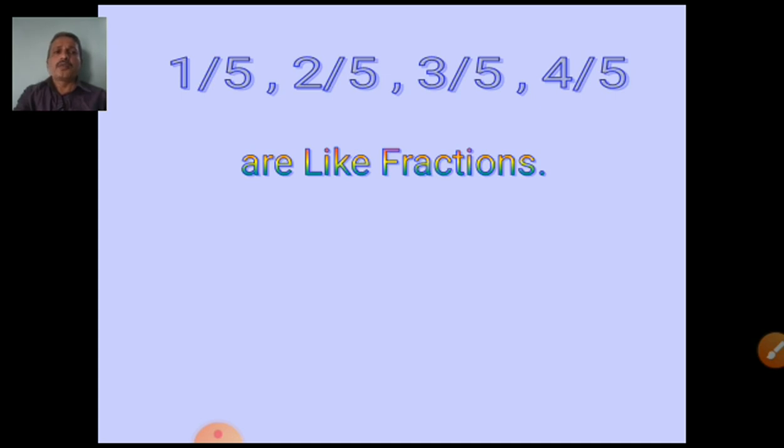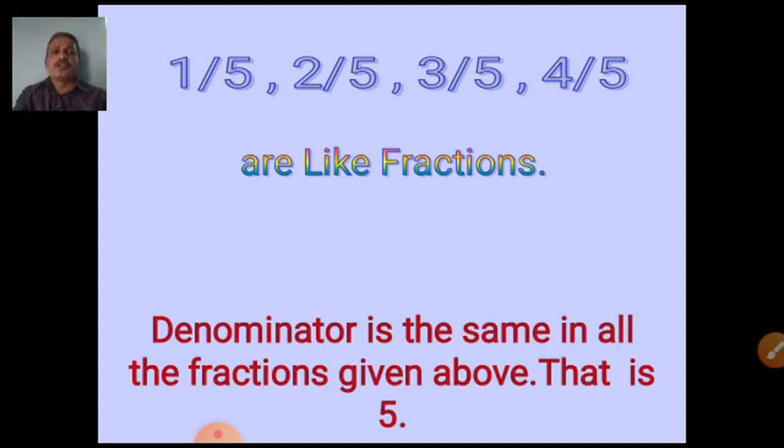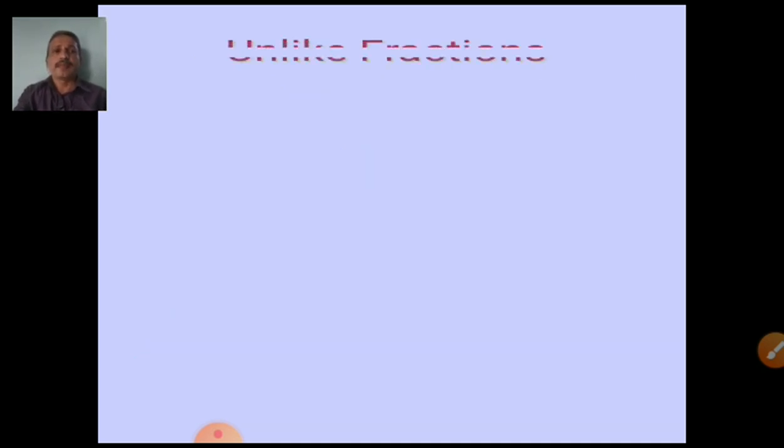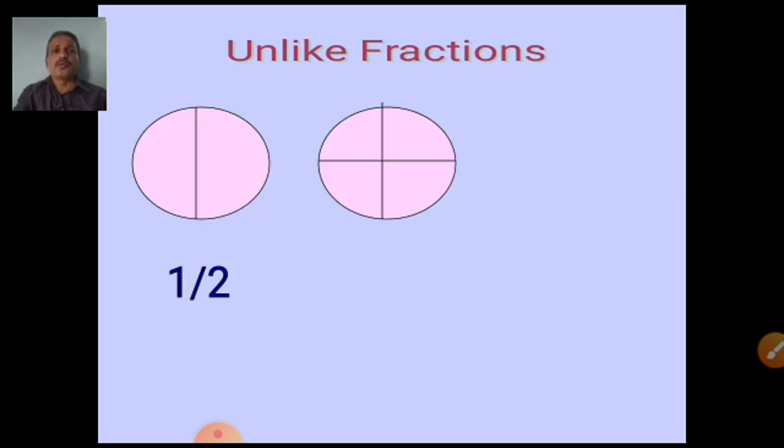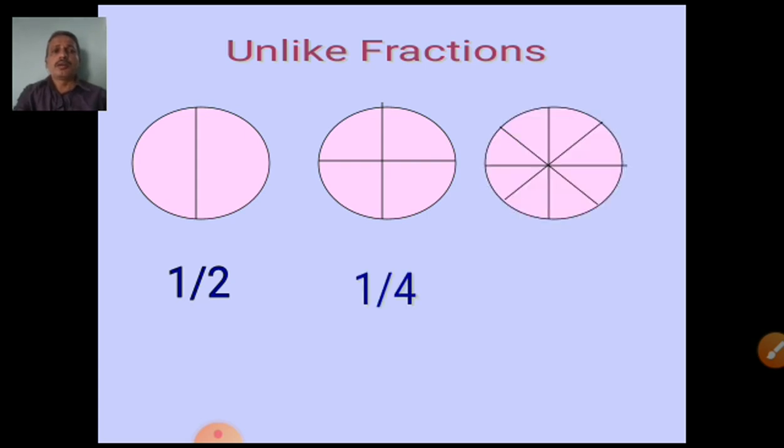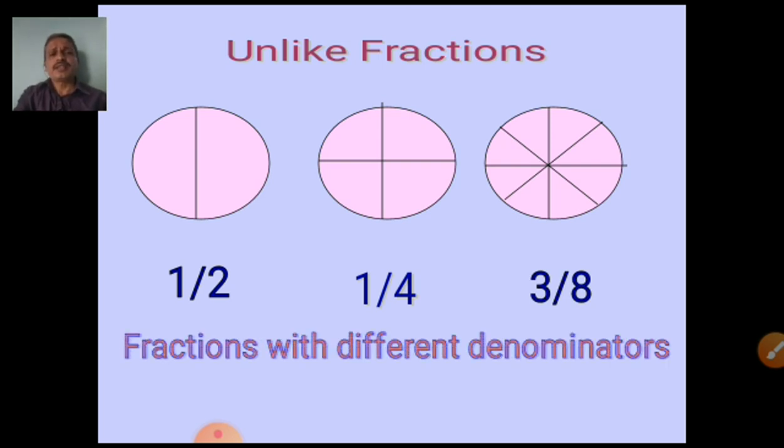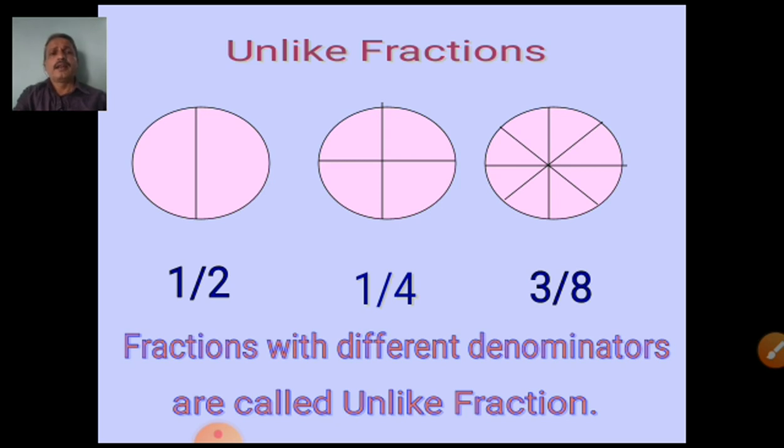Unlike fractions. Suppose here 1 upon 5, 2 upon 5, 3 upon 5, 4 upon 5 are like fractions. The denominator is the same in all the fractions given above, that is 5. That's why they are like fractions. See, unlike fractions are like this. Suppose this is 1 upon 2, this is 1 upon 4, 1 upon 8. So here 3 upon 8, suppose 3 parts are selected. In each and every case you can find the denominator is different. Fractions with different denominators are known as unlike fractions.